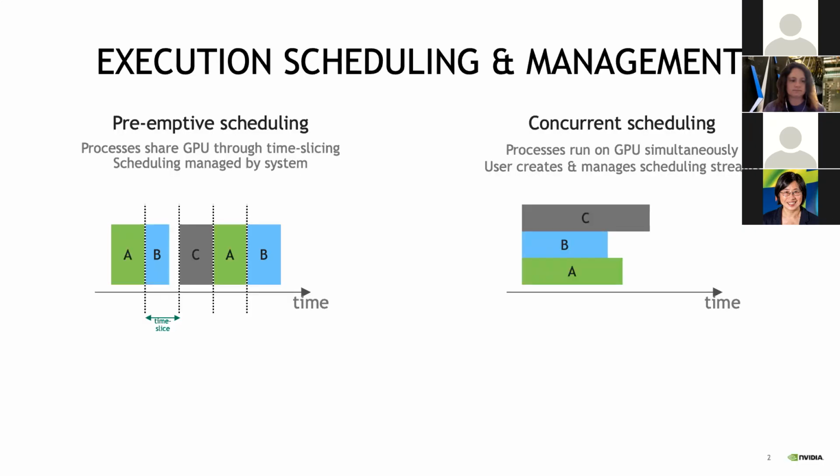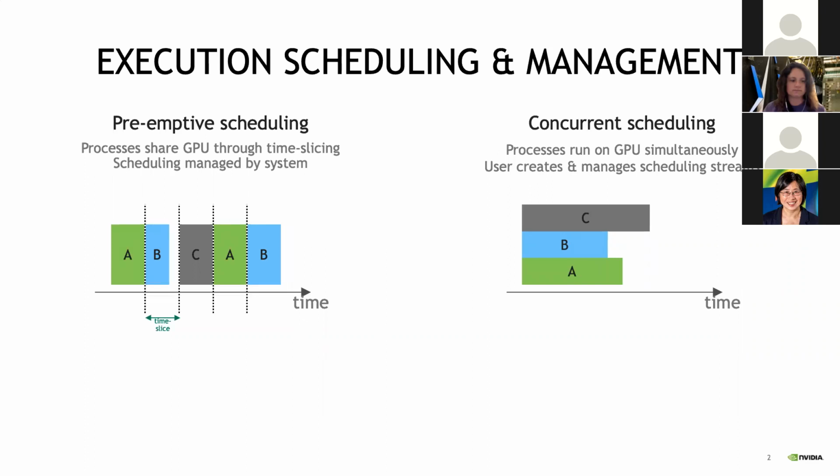So it's important to note that we'll just define our terms up front. When I talk about concurrent scheduling, I'm talking about processes running on the GPU simultaneously. The onus is on the user to create and manage scheduling streams.